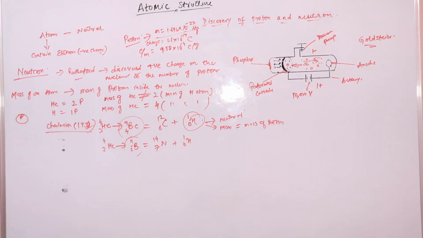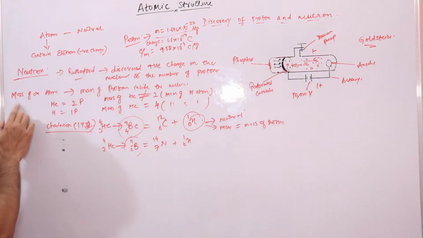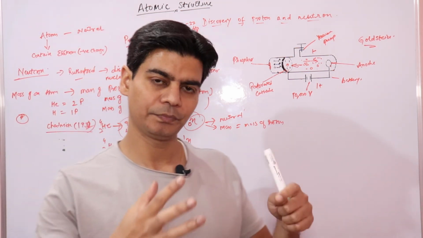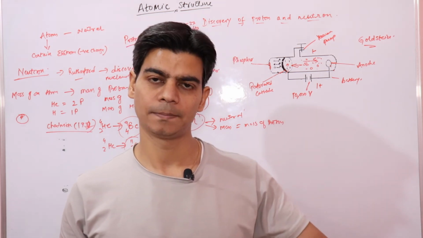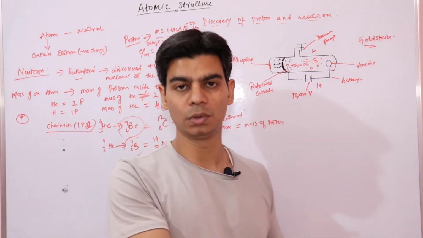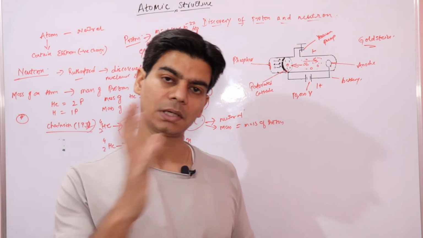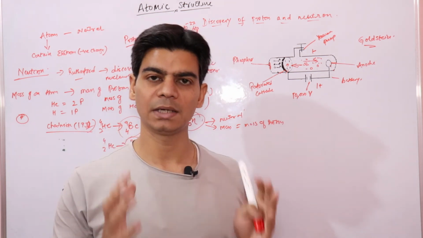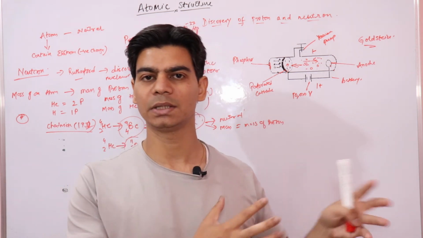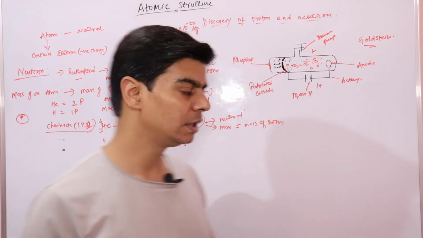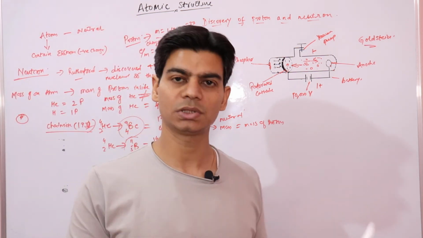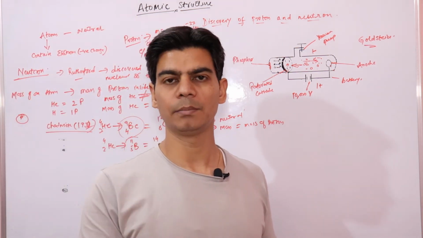I'll just repeat this. Rutherford proved that the positive charge is inside the nucleus. The positive charge is due to protons, and these protons are inside the nucleus. The electrons that are revolving around the nucleus have negligible mass, so the entire mass of an atom is due to the number of protons inside the nucleus. Once you know the positive charge on the nucleus, you can find the number of protons.